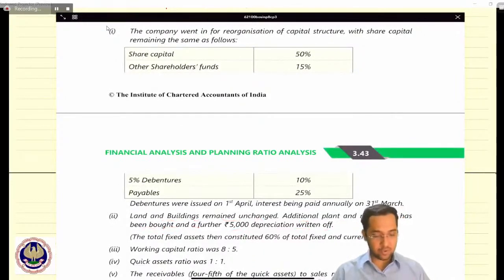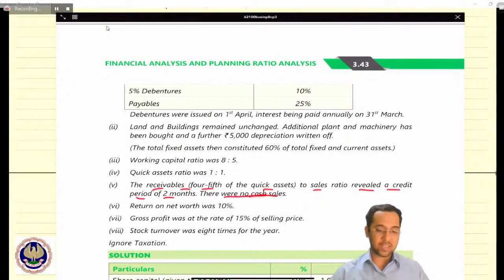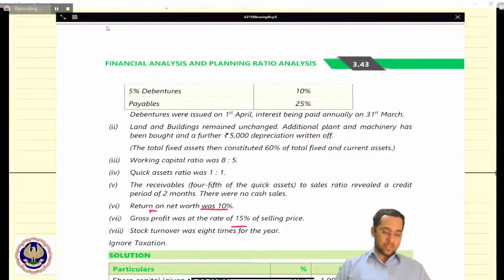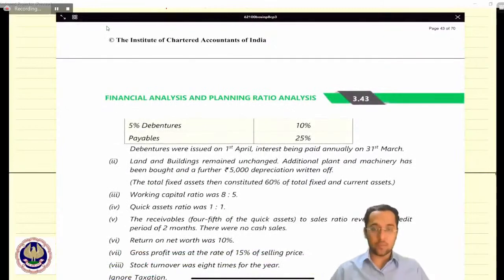Working capital ratio was 8:5. Quick assets ratio was 1:1. Receivables are 4/5 of the quick assets. The receivables to sales ratio revealed a credit period of 4 months with no cash sales being undertaken, so we have to assume all sales are credit sales only. Return on net worth is 10%, GP is 15%, stock turnover was 8 times. We have to ignore taxation.